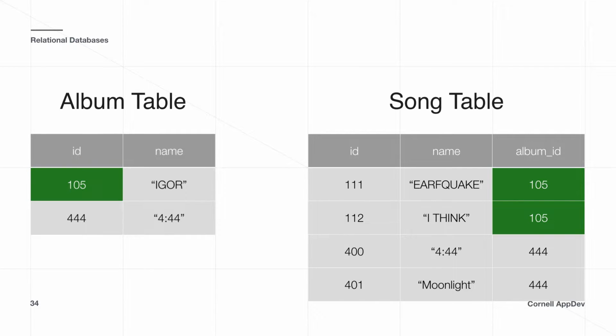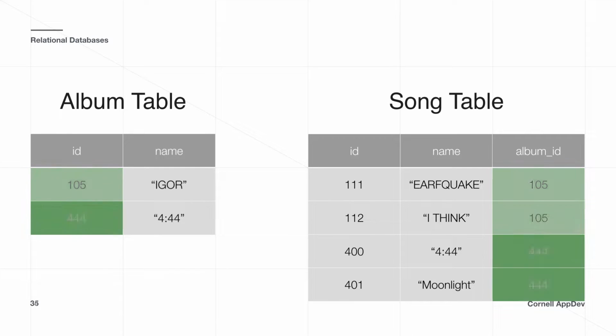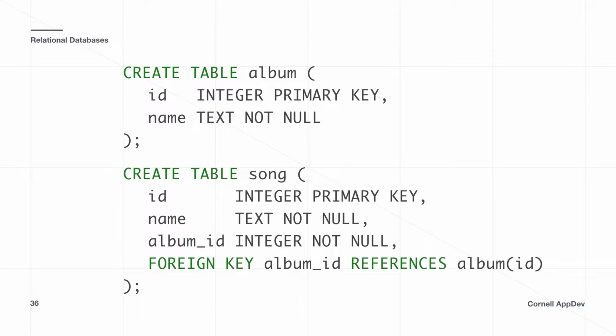So say we want to look at Igor, what are its songs in that album? So we can see in the song table, we look for the IDs of the same ID of the album table. So 105, you can see, has 2 here in this case, and then similarly for 444, also has 2. So for a single album in the album table, it can have multiple songs referencing that same ID. All right, and this is how we want to create this one-to-many relationship.